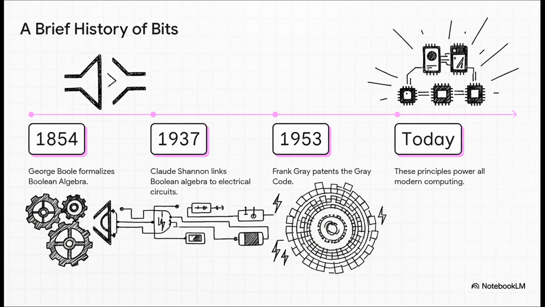And, just to put it all in perspective, it's pretty wild to see where all these ideas came from. This isn't new stuff. It all started way back in the 1850s with George Boole's algebra. Then the genius Claude Shannon connected it all to electrical circuits in the 30s. Patterns like the gray code were patented in the 50s. The things we've been talking about are literally the bedrock of all modern computing.